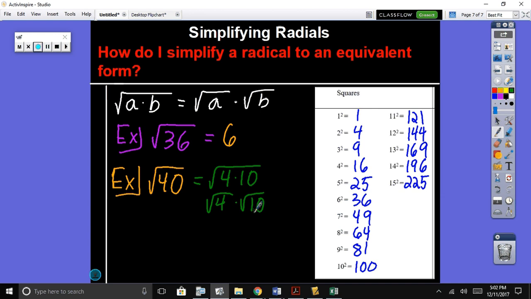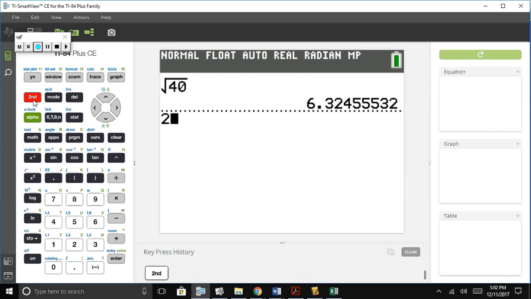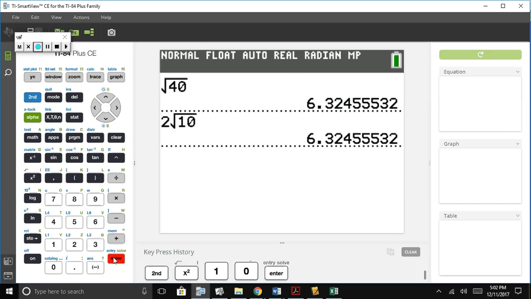And similar to my previous example, we already know the square root of 4 is 2. And we're left with 2 square root 10. And these two are exactly equivalent. If I show you guys on my graphing calculator, if I have the square root of 40 and I have 2 square root 10, I will get these out to be the same exact value. So these are equivalent forms, just different ways of writing the same exact radical.